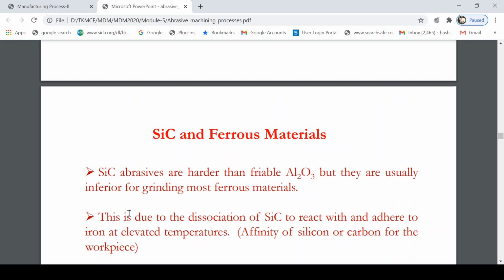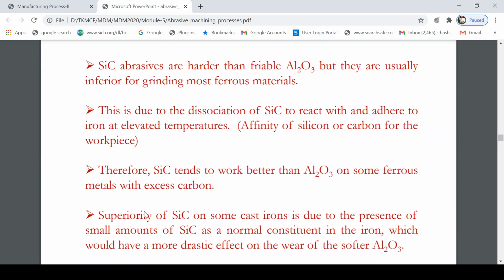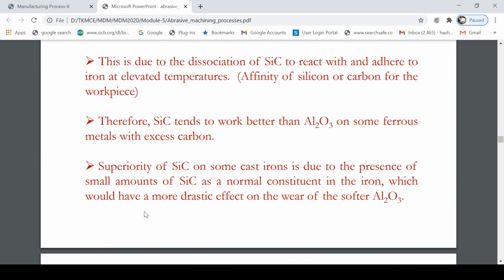Silicon carbide and ferrous materials. Silicon carbide abrasives are harder than the friable aluminum oxide, but they are usually inferior for grinding most ferrous materials. This is due to the dissociation of silicon carbide, which reacts with the iron at elevated temperature. Therefore, silicon carbide is not normally used for steel materials.